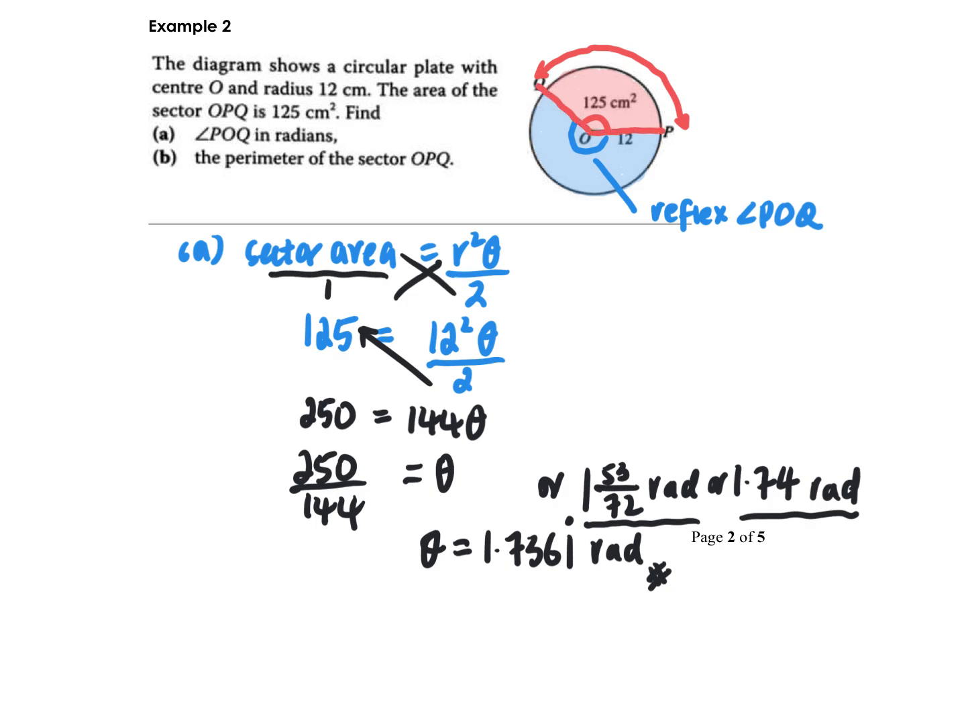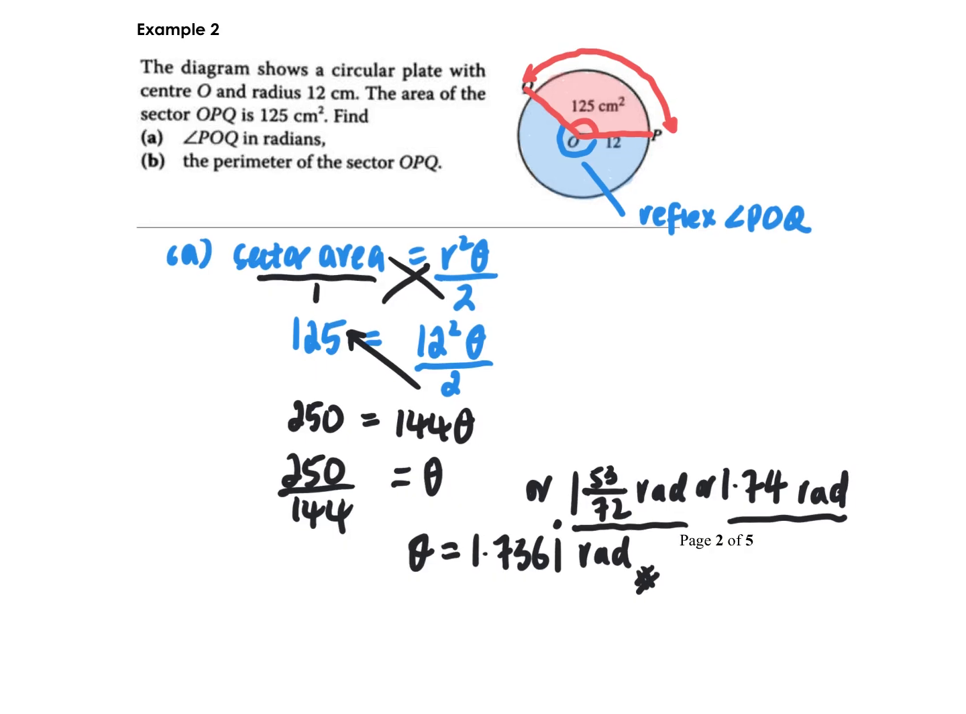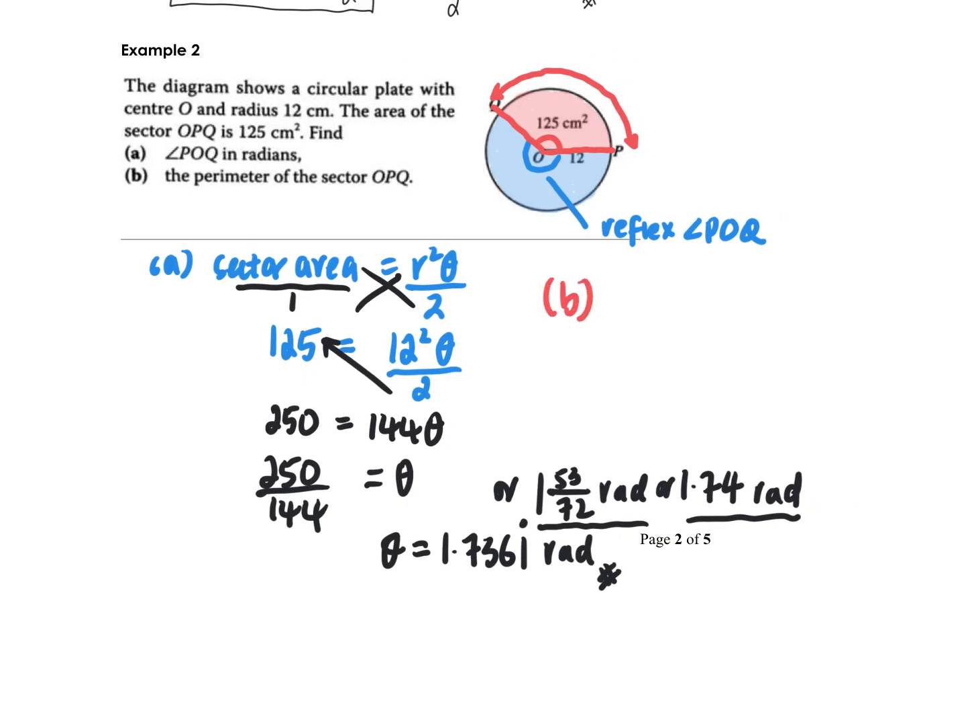Okay, I want to find the perimeter of the sector. Remember, it's imagining you are running around the sector. What is the total length? So part B is definitely this length, which is 12 cm, plus this length, which is another 12, and then the arc length.